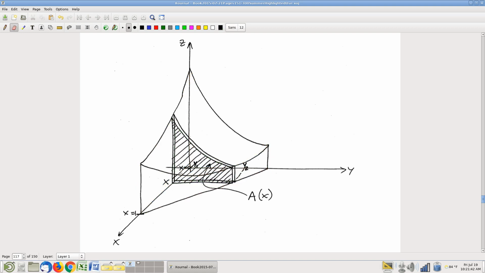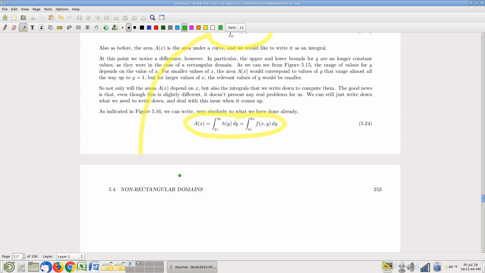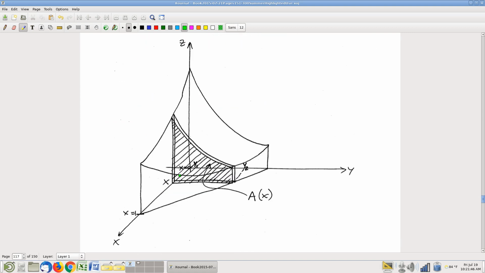Let's see, where did I write this down? Here we go. Yeah. Here.